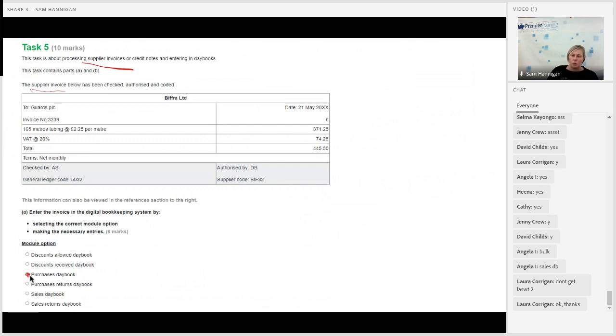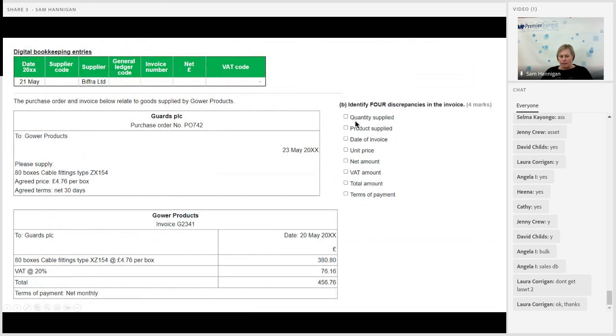So use the wording within the questions to help you. We're not trying to trip you up, we're just guiding you. But if you read it wrong and rush it, you're going to lose valuable marks. The next part of that task is to identify the transactions, so it's asking you to tell me what information you'd put in this digital bookkeeping system.